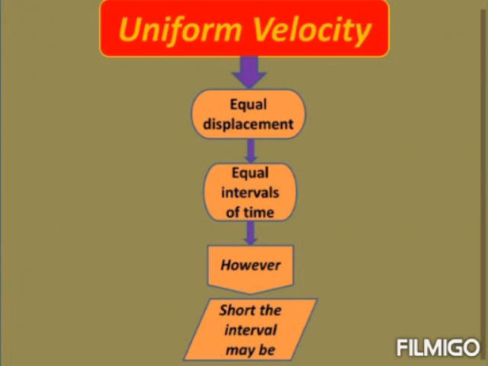Okay, the next term is uniform velocity, and the definition of uniform velocity is: if the body covers equal displacement in equal intervals of time, however short the interval may be. If the body is moving and covers a displacement of 1 meter in 1 second, and in another 1 second the body also covers a displacement of 1 meter, it means the velocity of the object is uniform.